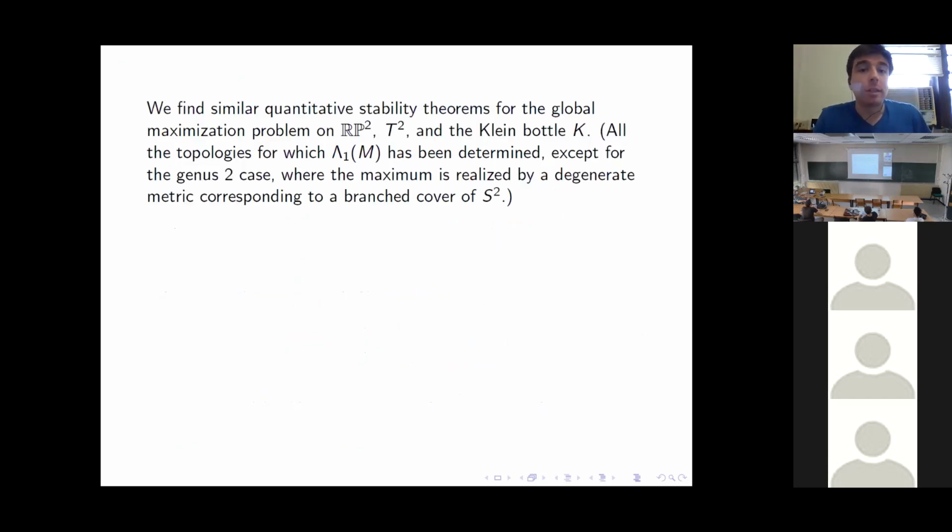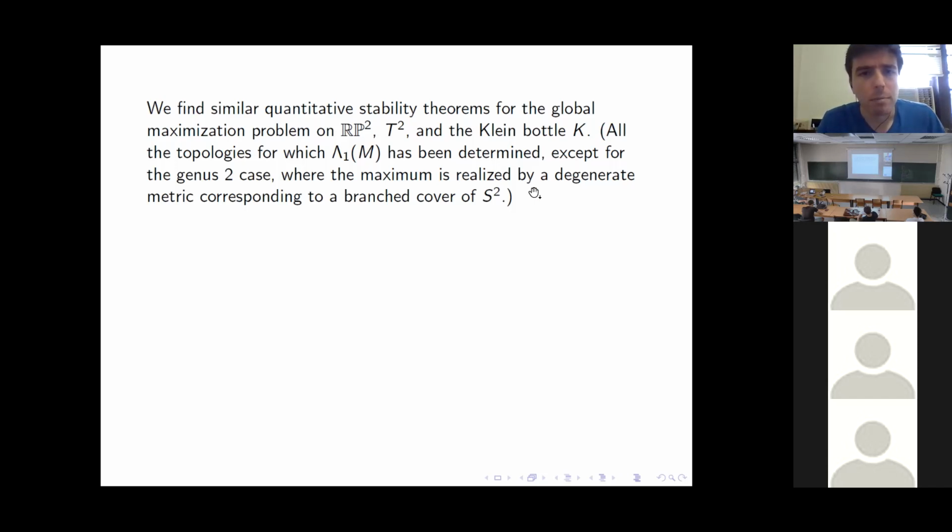So we're able to get similar quantitative stability theorems for the global maximization problem on RP^2, on the 2-torus, and on the Klein bottle. In particular, these are all the topologies for which the maximum has been determined, except for the genus 2 case, where the maximum is degenerate and it's realized by a branched cover of S^2. So in the genus 2 case, somehow these inequalities of Yang and Yau are actually the ones that achieve the maximum. And that one somehow isn't really amenable to our method as far as the quantitative inequalities go, which is strange.